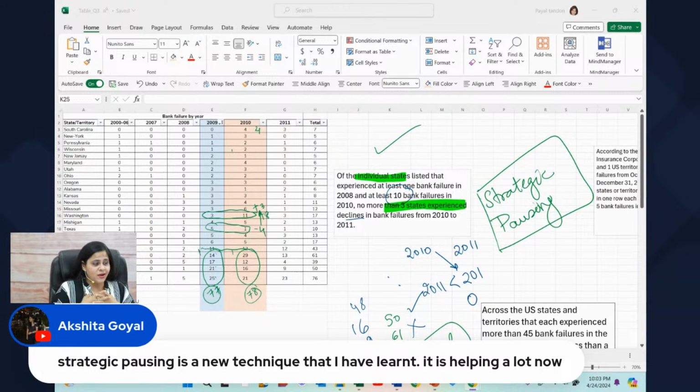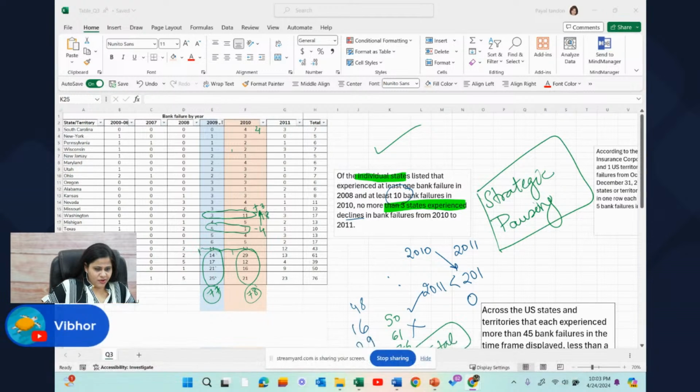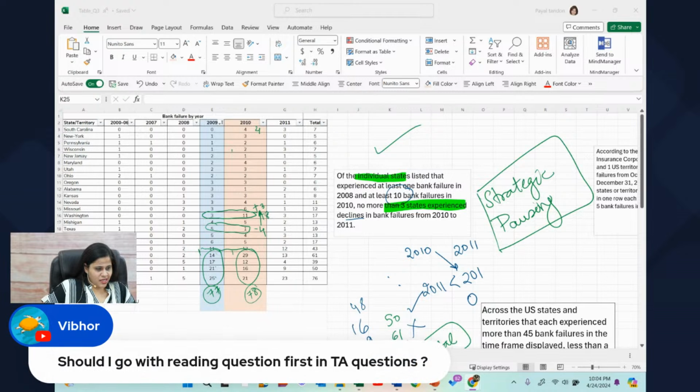And if you're learning, that needs to not end in this session, that needs to continue on as you are solving questions. Vibhor is asking, should I go with the reading question first in TA questions? Yes and no. Let me first tell you what I mean by yes and no.